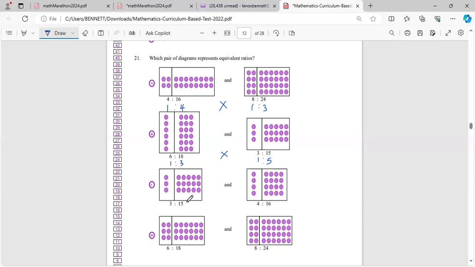3 to 15 and 4 to 16. So 3 into 3 goes 1 time. And 3 into 15 goes 5 times. 4 into 4 goes 1 time. And 4 into 16 goes 4 times.